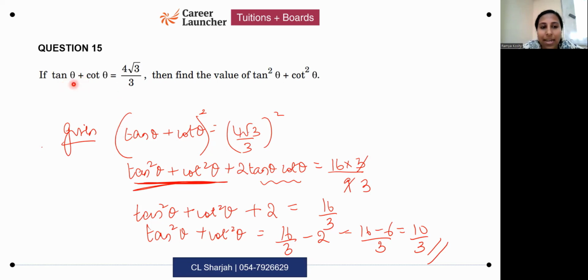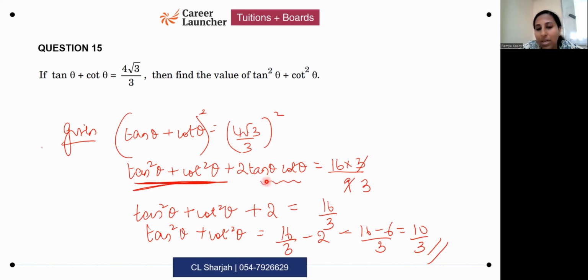I am having tan theta plus cot theta value given. Using this, I need to find the value of tan square and cot square. You should think of a way to use the given expression in order to get these terms, tan square and cot square terms. So immediately what should come to your mind is let me square. Now when you're squaring, please don't directly square tan square and cot square. It is whole square. LHS square equals RHS square. What is LHS square? A plus B the whole square. That will be A square plus B square plus 2AB.